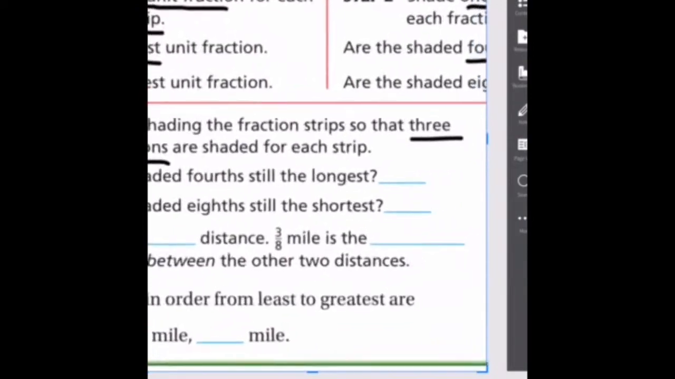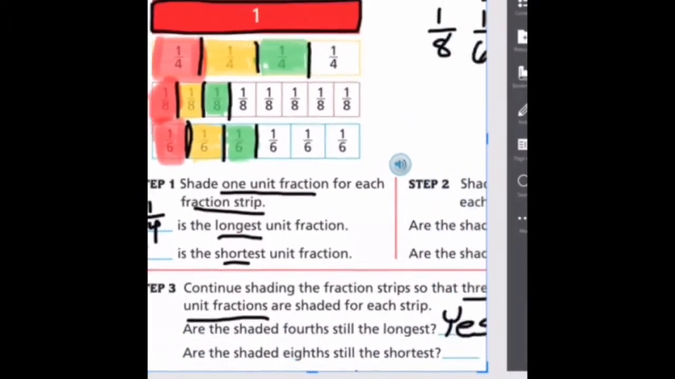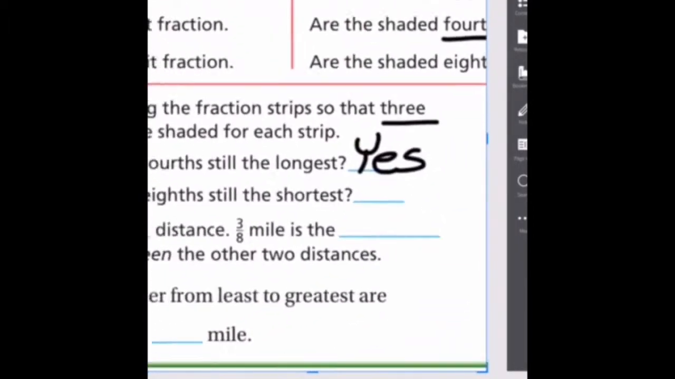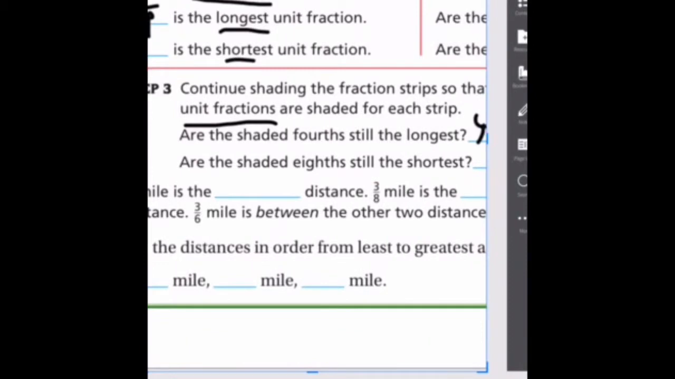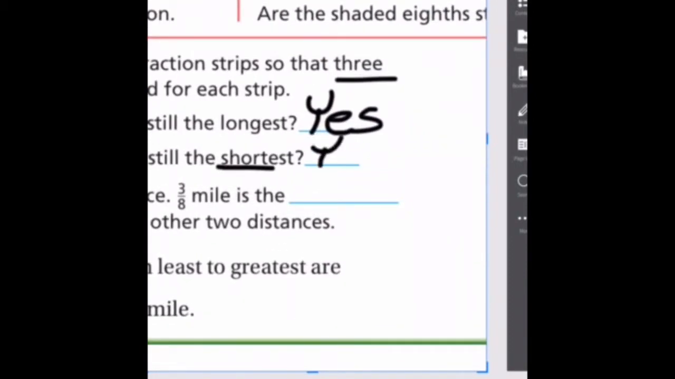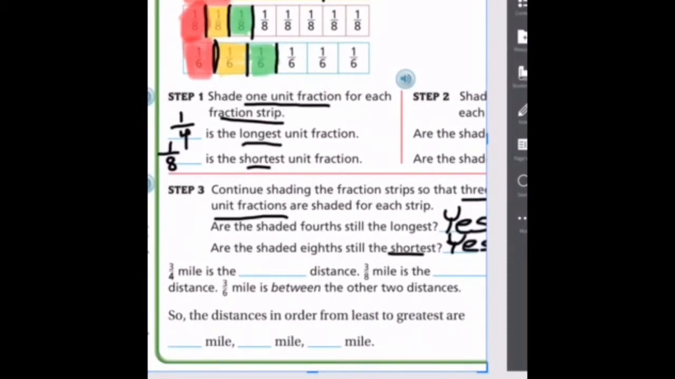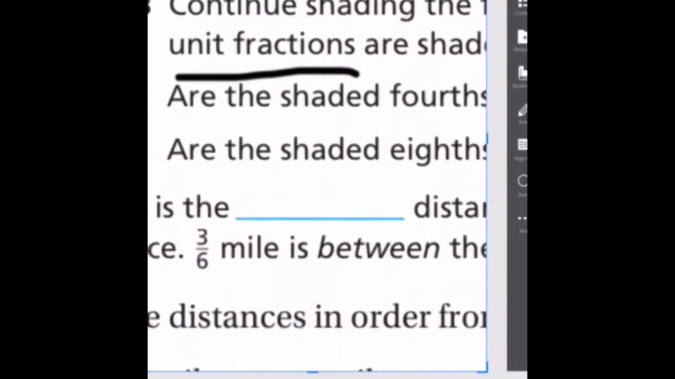Question, are the 4ths still the longest? Yes, we are. We can see that they were, and we can see our shortest are the 8ths. And so the question says, are the shaded 8ths still the shortest? And we can say yes. Although my Y needs some help. There we go. All right. 3/4 is the longest distance. Okay, we can see up there 3/4 is the longest.